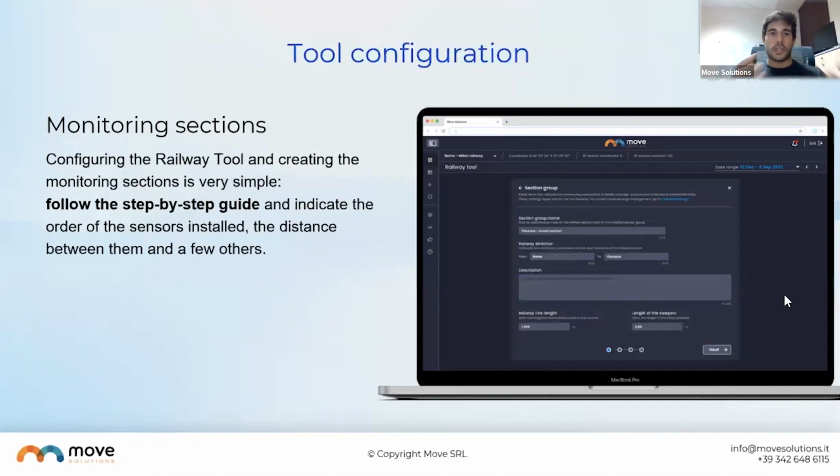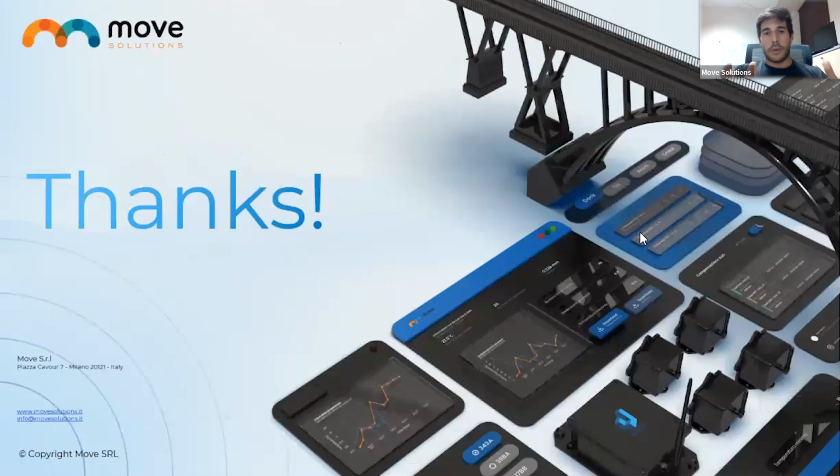So again, there is the configuration. You have the possibility, of course, to add some information to the section. You can say, okay, this section is going from, I don't know, New York City to Philadelphia, or the other direction. So you can also say in which direction the tracks are going towards. And in terms of the explanation of the tool, I think I'm done at this point.